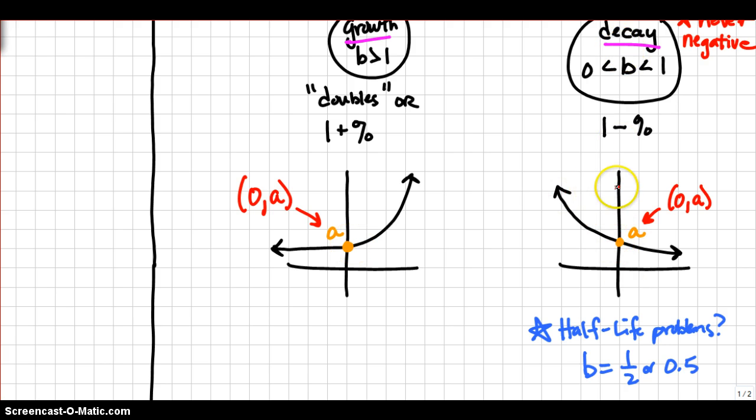The only difference is this graph has been reflected over the y-axis, and that graph will decay or decrease or go down from left to right. It will also cross the y-axis at the value of a, or the initial amount. Keep in mind that when you're working with a problem involving half-life, usually of a radioactive element on the periodic table, the b value will be a half or 0.5.